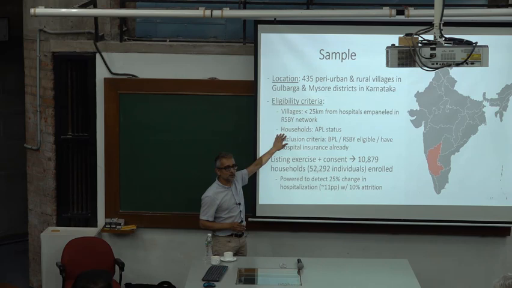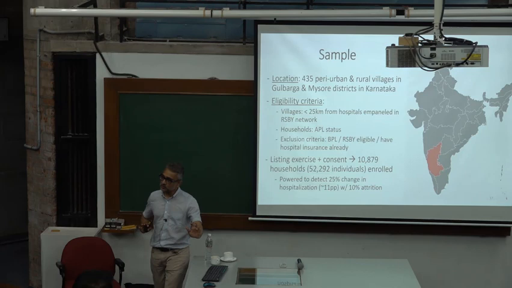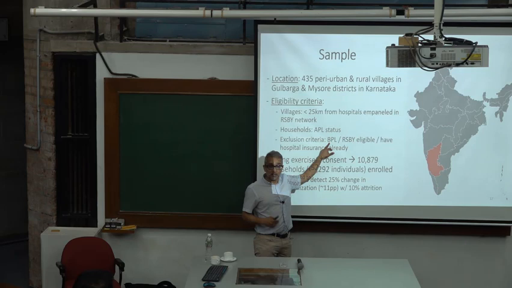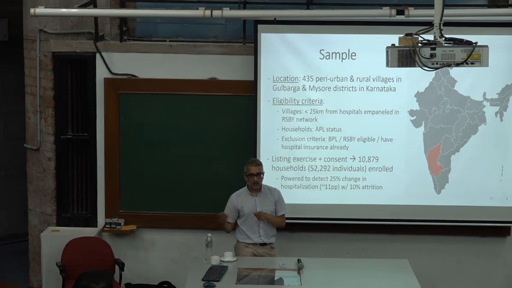Okay, looking at APL households, our exclusion criteria: you were BPL, you were otherwise RSBY eligible because you were one of those vulnerable occupational groups, or you already had hospital insurance. We kept those people out. Now, one thing to remember is that this goes on long enough that you might become BPL. So if you look at the paper, in the control group some people actually end up using an RSBY card. You're like, how is that possible? You didn't give it to them. It's because they became eligible by falling below the poverty line, or getting a BPL card. So that's something to keep in mind.